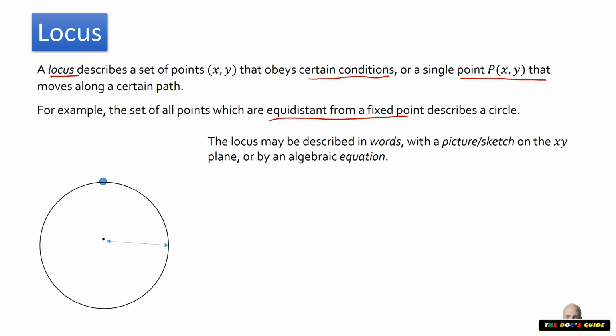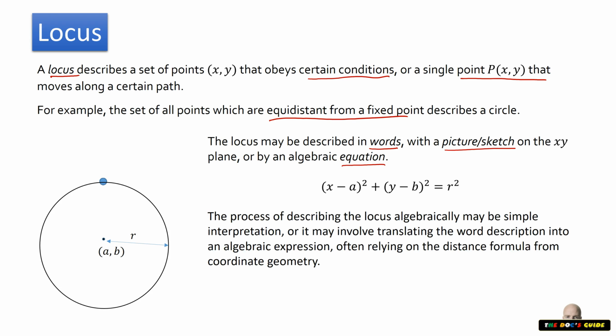So that locus can be described in words, as we just did, with a picture or a sketch, as we can see opposite, or it can be explained by an algebraic equation. So we know that the algebraic equation for a circle centre (a, b) radius r is this.